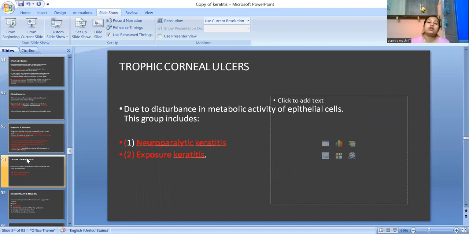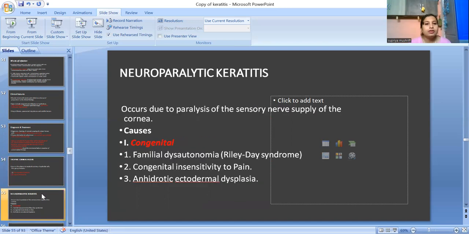Now here comes the end of all types of infectious keratitis. Now another type of corneal ulcer will be discussed. Trophic corneal ulcer occurs due to disturbance in metabolic activities of epithelial cells. This includes neuroparalytic keratitis and exposure keratitis. To start with, neuroparalytic keratitis occurs in paralysis of sensory nerve fibers.